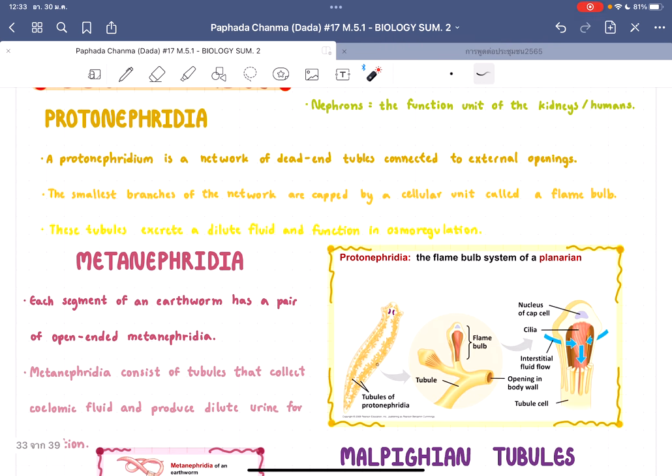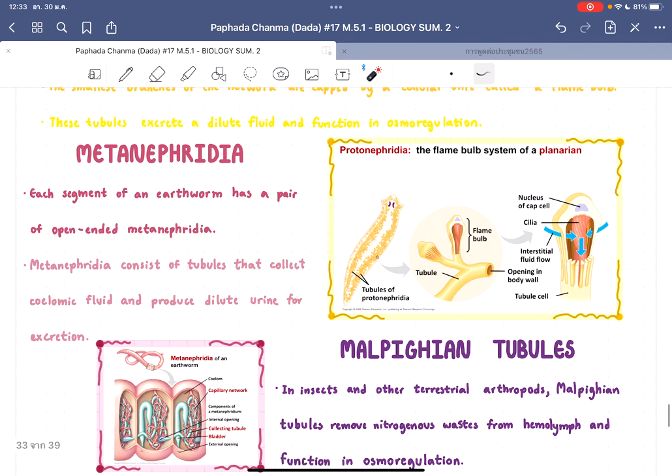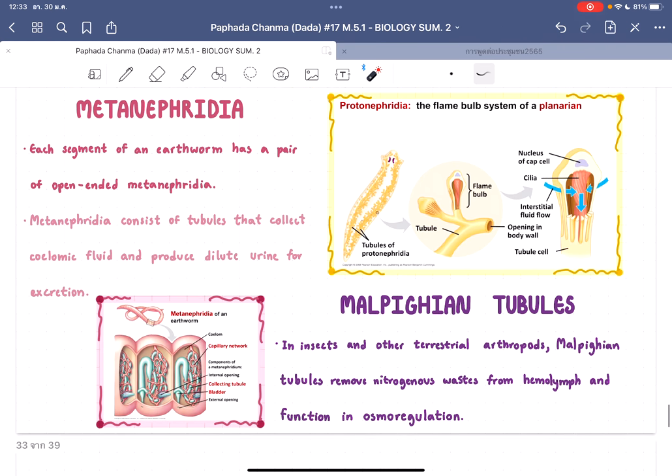Protonephridia. A protonephridium is a network of dead-end tubules connected to an external opening. The smallest branches of the network are capped by a cellular unit called a flame bulb. These tubules excrete dilute fluids and function in osmotic regulation.